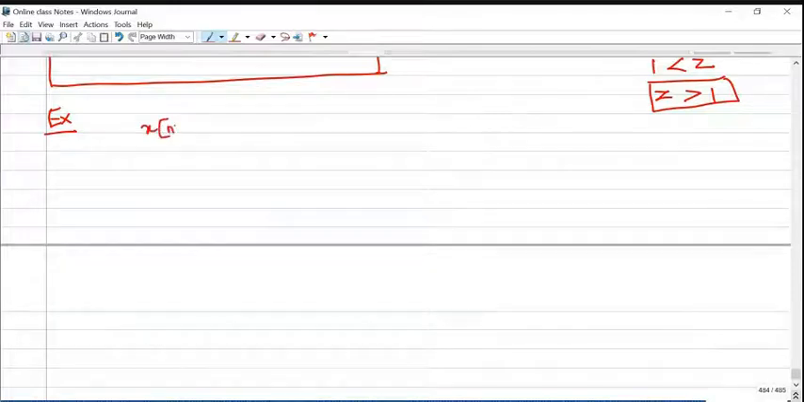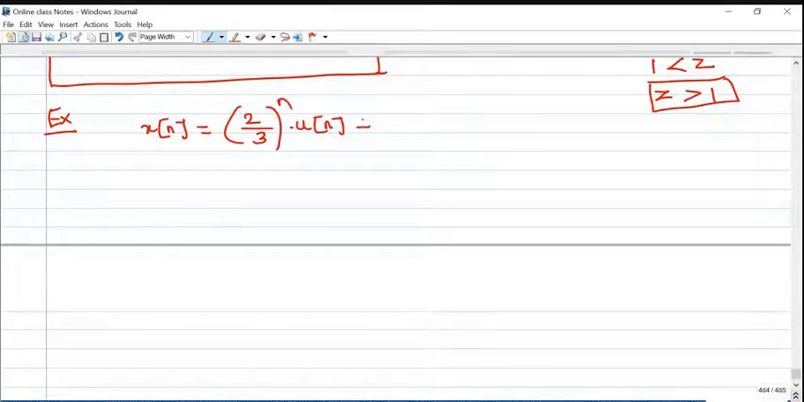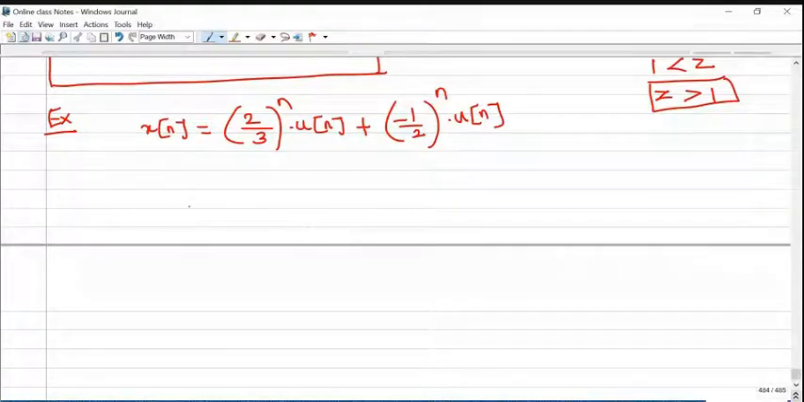Next problem: x of n equals (2/3)^n u of n plus (-1/2)^n u of n. Find the z transform, find the region of convergence, and plot its poles and zeros location.